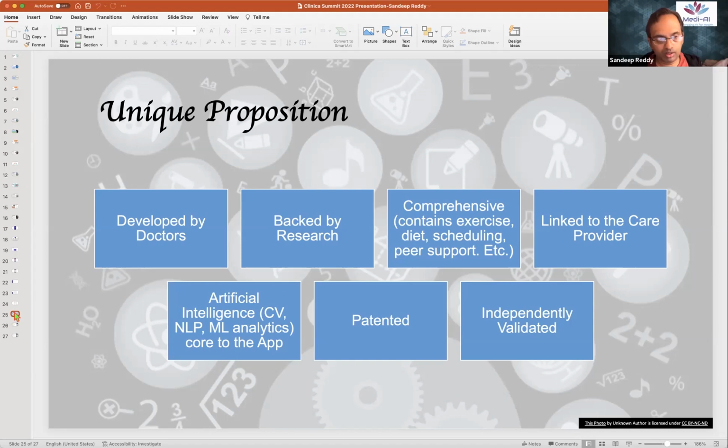We also utilize artificial intelligence techniques like computer vision, natural language processing, machine learning, and analytics. I already mentioned that we are patented, but we also have an independent university validating the efficacy of the app and identifying how it can help with improvement in patient outcomes. So you can see that we have undertaken a comprehensive process to provide you that app.